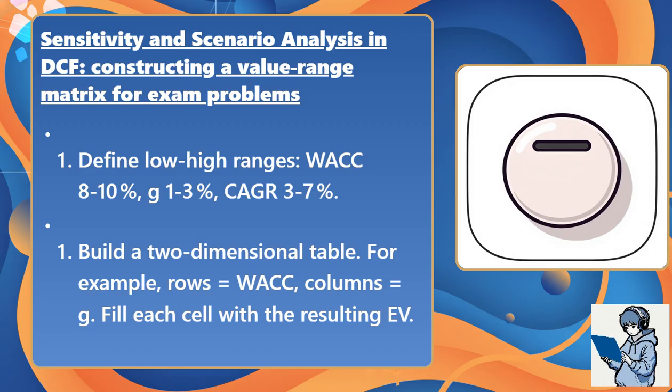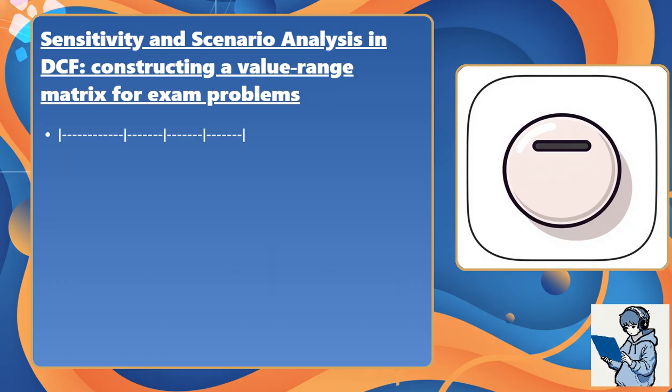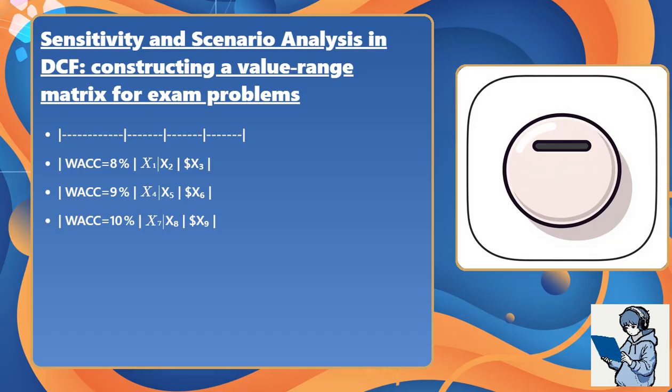Step 3, build a two-dimensional table. For example, rows equal WACC, columns equal g. Fill each cell with the resulting enterprise value. Table columns: blank, g 1%, g 2%, g 3%. Separator row. Row WACC 8%: X1, X2, X3. Row WACC 9%: X4, X5, X6. Row WACC 10%: X7, X8, X9.